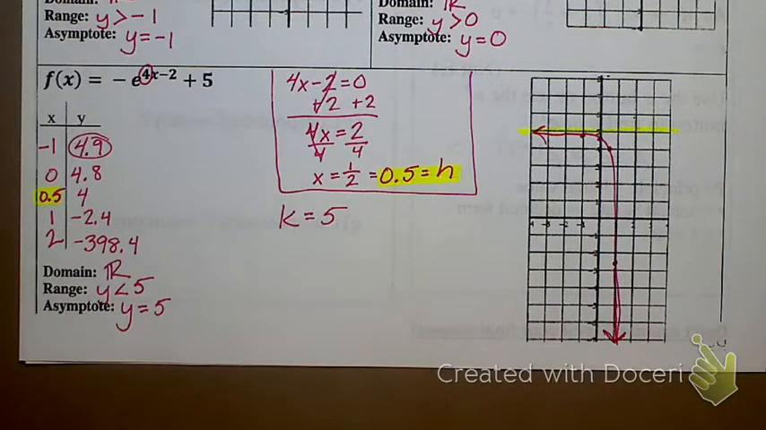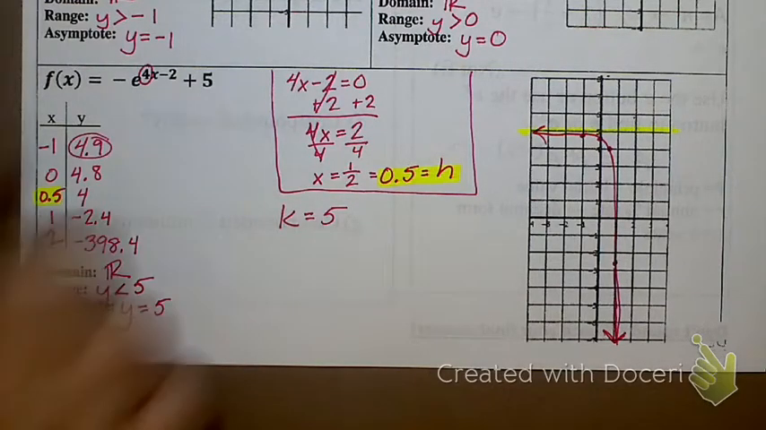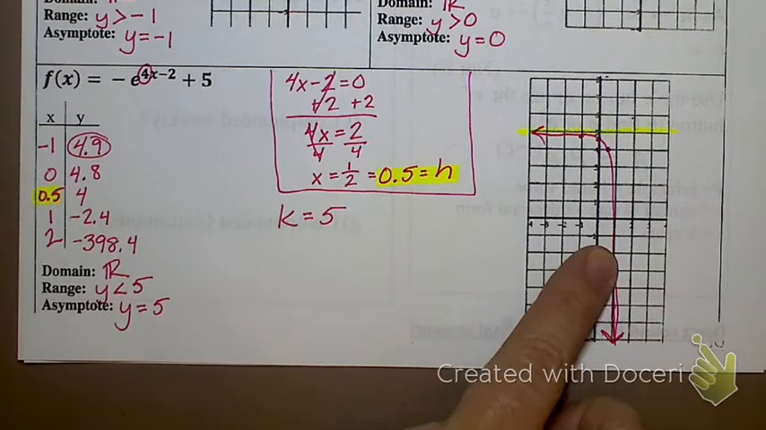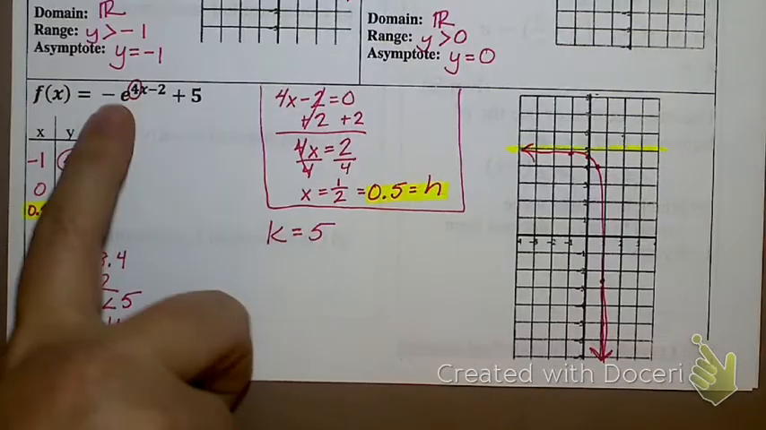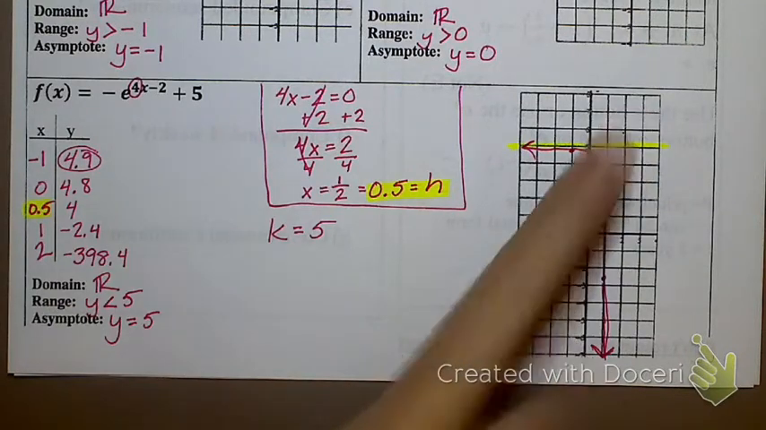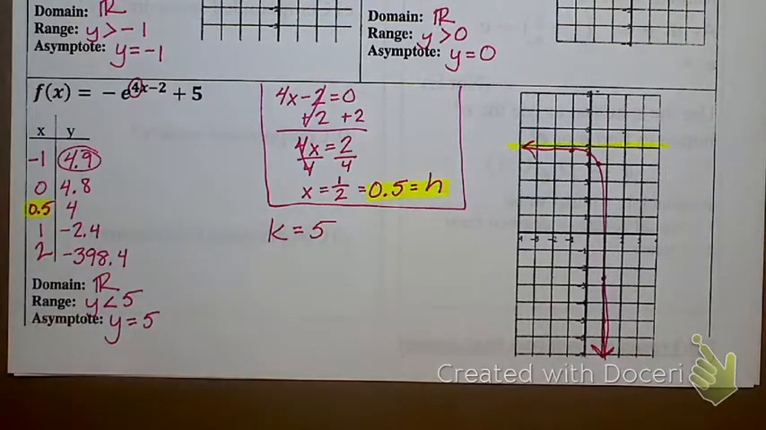When you're getting the range, can you just look at if it's a negative or positive in the front and then take the asymptote? Yes, because the negative sign in front is what makes it go below the asymptote, and that's what makes it less than. If it was a positive in front, that would make it above the asymptote, and that would make it greater than. So it's very much related. Okay? Any other questions? All right.